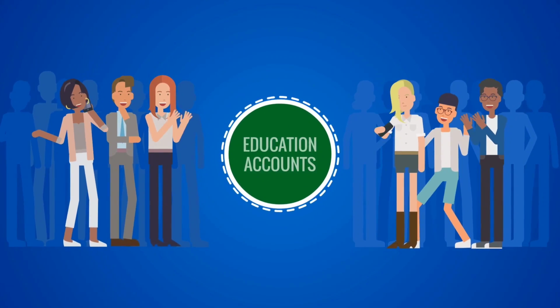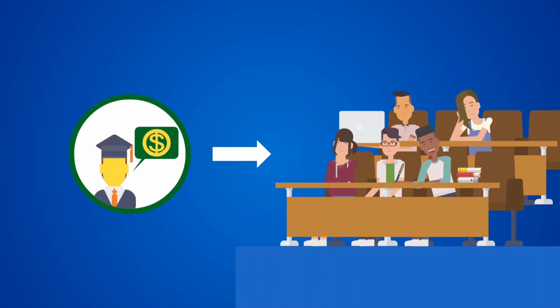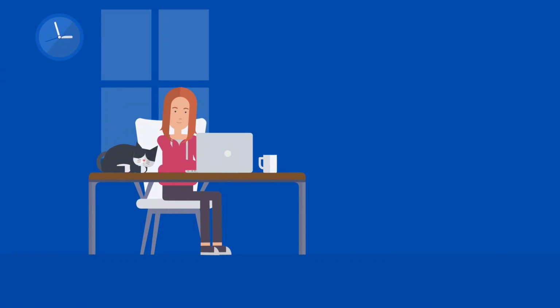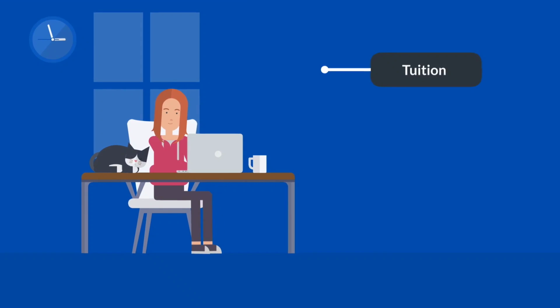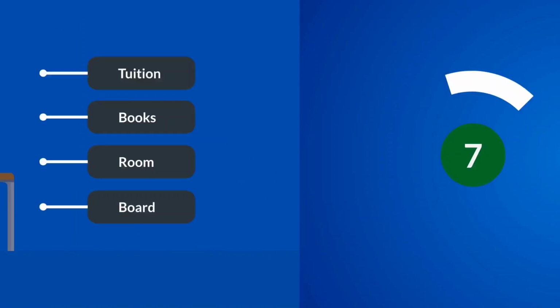Education accounts. One of the most popular types of accounts to pay for education expenses is the 529 savings plan. Education accounts are commonly used to fund academic-oriented expenses. These are tax-advantaged accounts, and withdrawals are tax-free if used to cover tuition, books, and room and board.